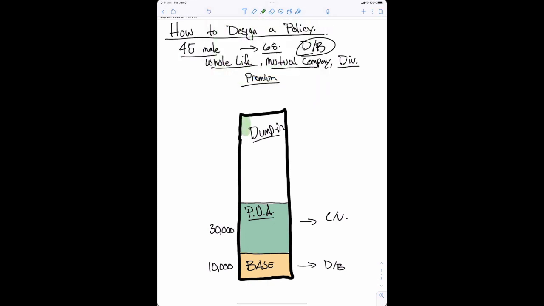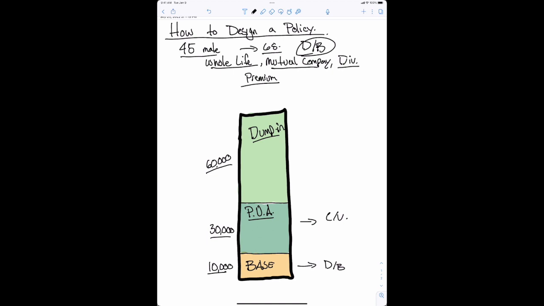Now, the dump-in is pretty unique for contracts. In the first year, I'm allowed to dump in extra cash. Now that only works in the first year, not the second, third, fourth, no year after. But the first year allows me to put money into a policy that's extra above and beyond the base and the PUA. And insurance companies will typically limit this on how much you can put in to around 6 times the base, typically. So in this example, we have $10,000 going into the base, 30 into the paid up additions, and 60,000 into the dump in.